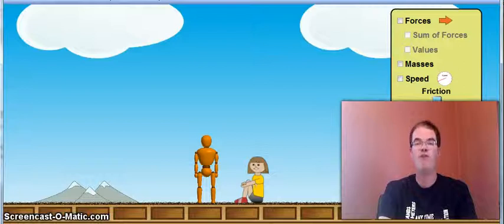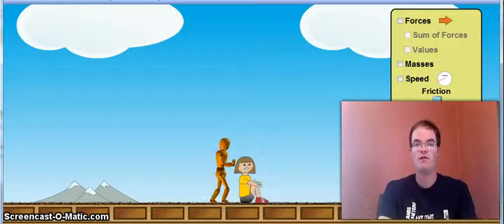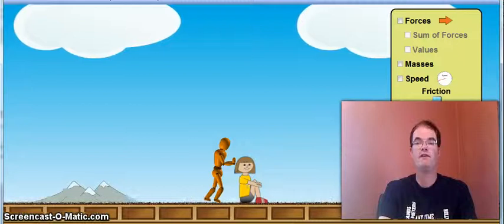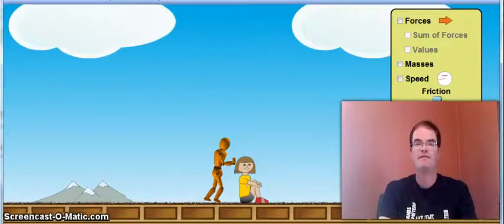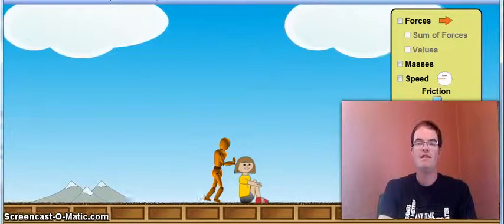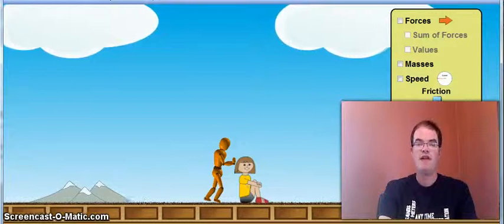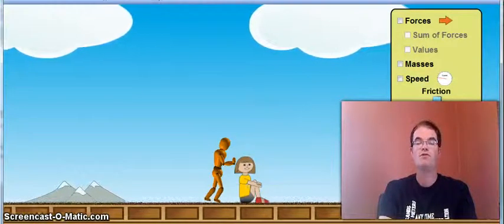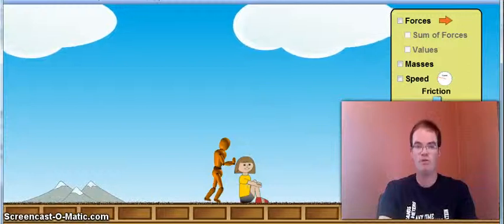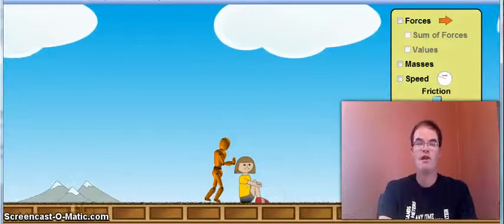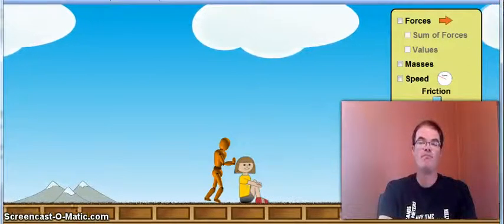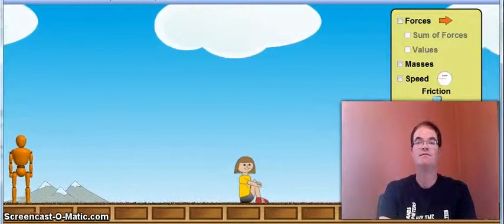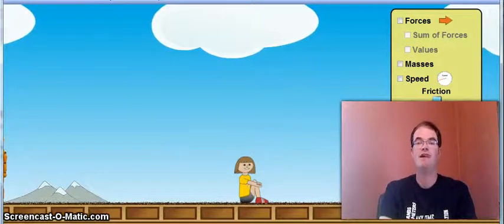And if we apply a force to the 7th grader, sure enough, she starts moving. Well, that is certainly interesting. All right. So we have a 7th grader in motion. Let's consider what happens when we stop pushing. Aha!